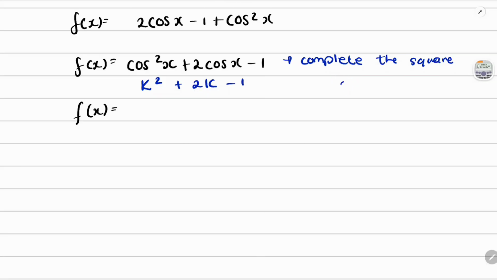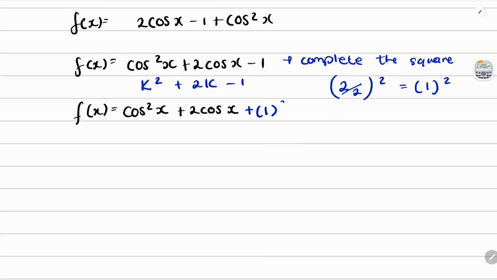You would take that value, the coefficient of b, and you would half it, so divide it by 2, and then square it. And that's going to give us 2 over 2 is 1, so that's 1 squared. So we're going to use this number. Because this is an expression, we are going to take this number and add and subtract it to the expression. So this is what we're doing. We have cos squared x still, and then we have plus 2 cos x. Then we're going to add 1 squared, and then subtract 1 squared.